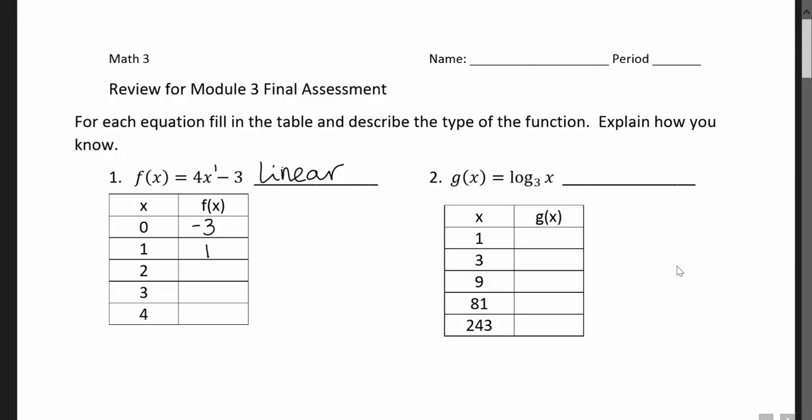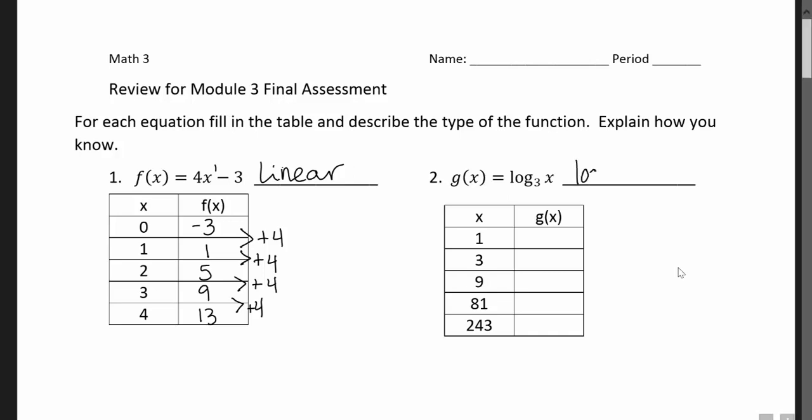So 1, and then 5, and then 9, and then 13. So I added 4 every time. And when I look at the table, I see that I'm adding 4. So these are all the reasons that I know that this is linear. It grows by constant rate of change, adding 4 each time. Number 2. This is an easy one.